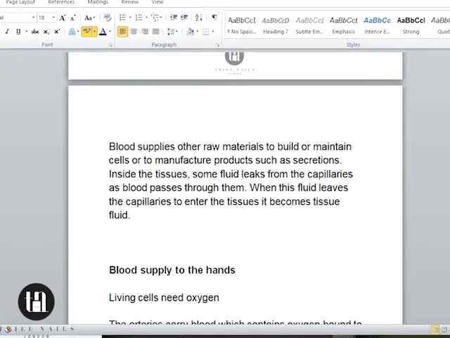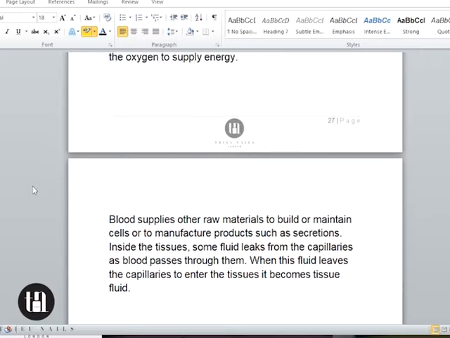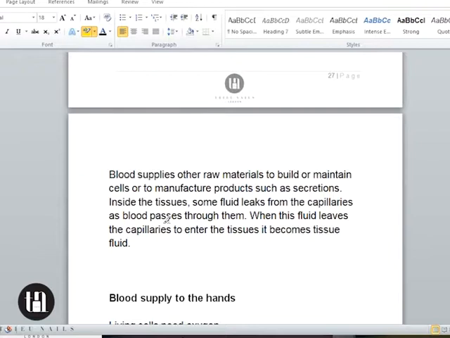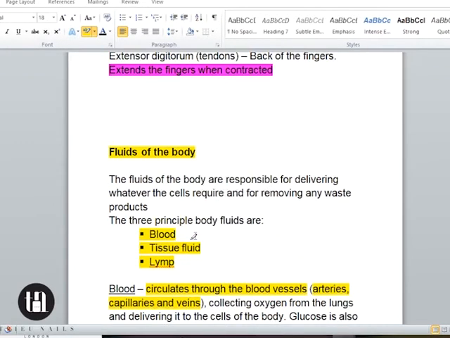So blood also supplies the raw materials to build and maintain cells, or to manufacture products such as secretions. Inside the tissues, some fluid does leak from the capillaries as blood passes through them. This is the fluid that then becomes tissue fluid. So that's how blood and tissue fluid link.